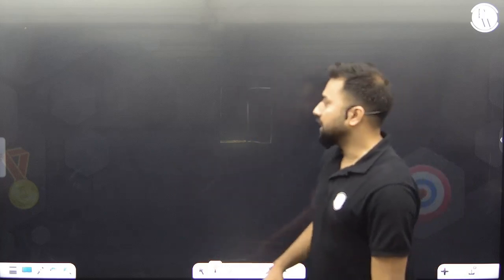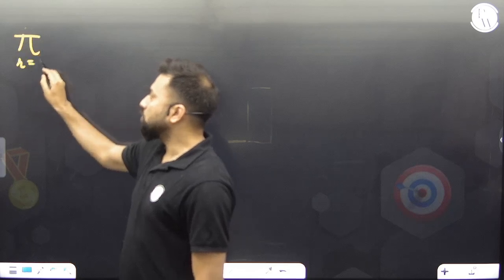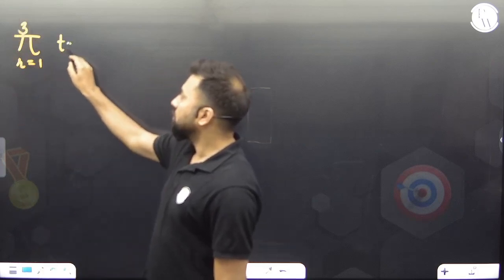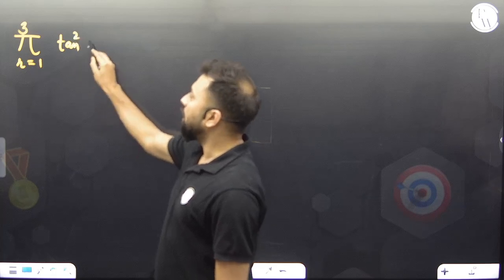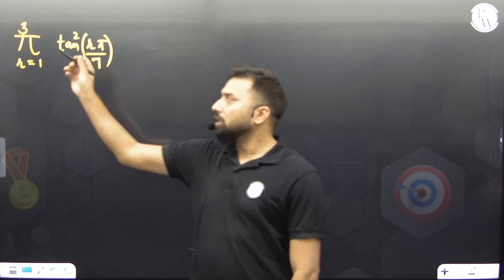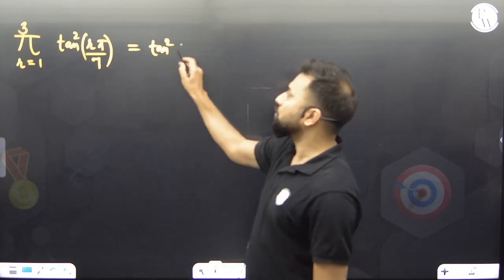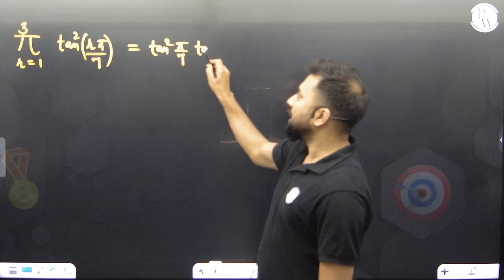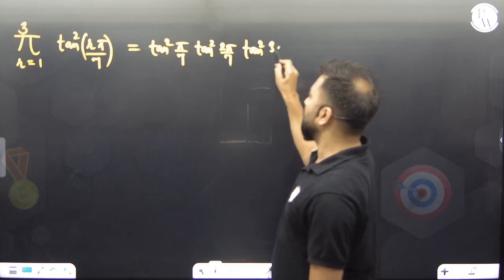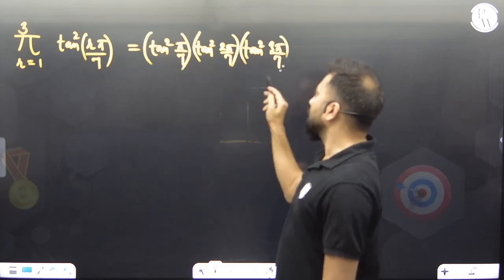So the question here is the product of r equals 1 to, let's say, 3, of tan square r pi by 7. This is the question. If you put r equals 1, you'll get tan square of pi by 7, then tan square of 2 pi by 7 and tan square of 3 pi by 7. We'll have to find the value of this particular expression.